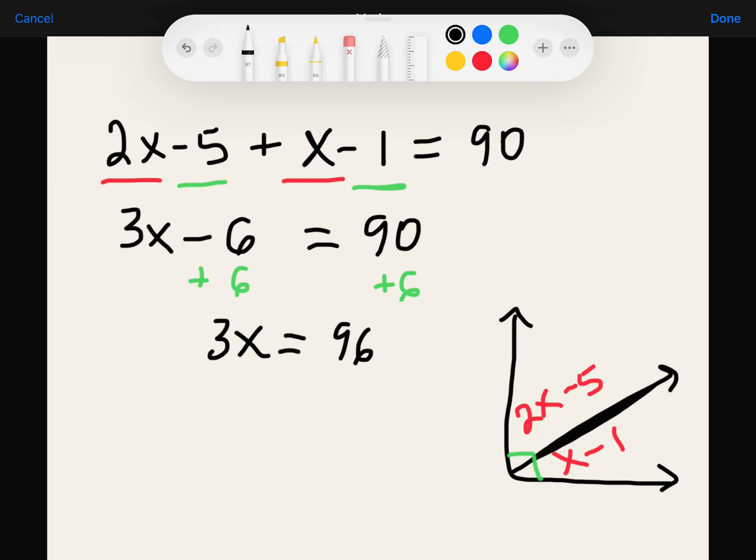And so now I have a number attached to the letter x. If that's the case, this is the very last step in solving for x, and that means we've got to divide both sides by that number. 3 divided by 3 equals 1, so I have x by itself, 1x, equals 96 divided by 3. 96 divided by 3 is 32. And there is our final answer. X is equal to 32.